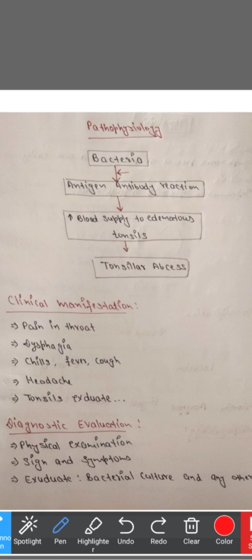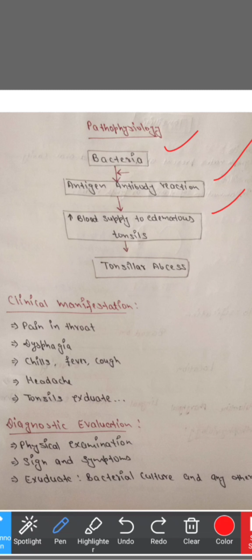So students, this is a continual lecture of the tonsillitis. Here we are discussing the pathophysiology of the tonsillitis. In the tonsillitis, bacteria enters into the tonsils, and after this antigen antibody reactions will occur. Due to this, there is increased blood supply to the edematous tonsils.